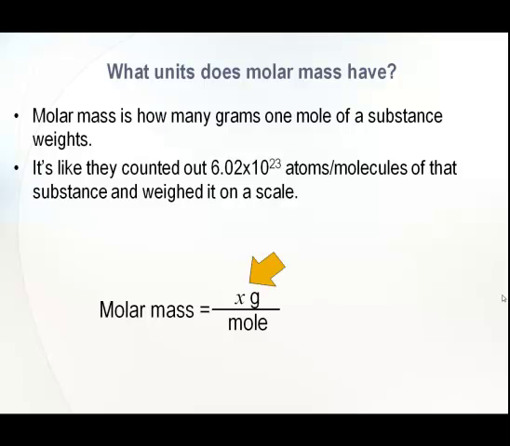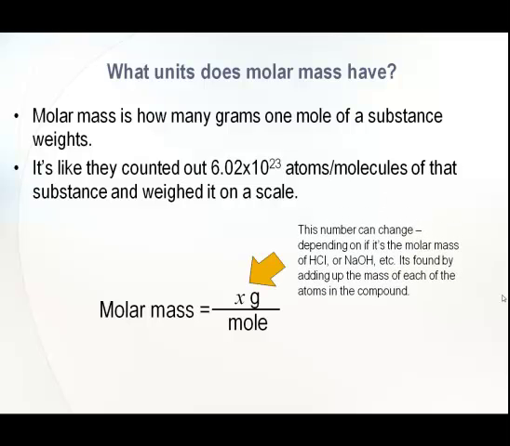Now, I do want to point out that in this case I have an X. That's because this number can change. It depends on what we're finding the molar mass of. So if it's the molar mass of HCl or NaOH or whatever, it's found by adding up the mass of each of the atoms in the compound from the table of elements. So you add those up, and depending on what the compound is, obviously you're going to get a different number there. But the units on that molar mass are always going to be grams per mole.